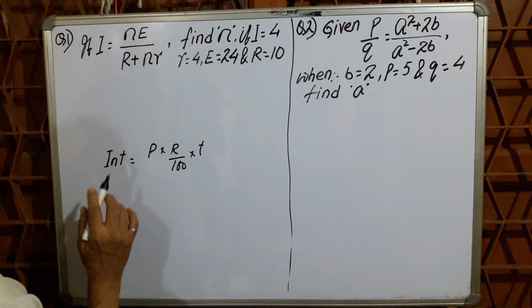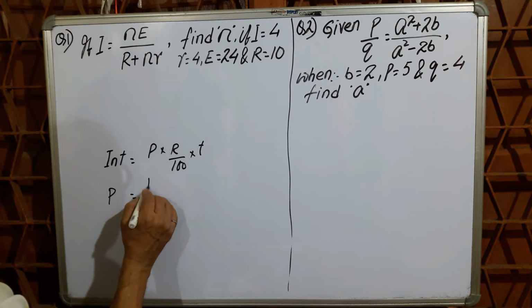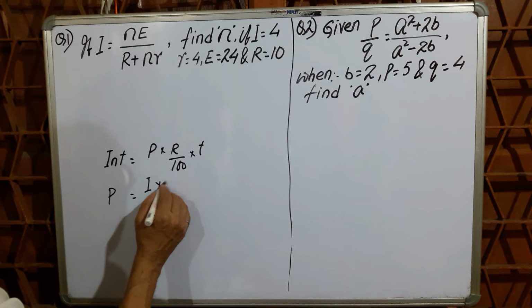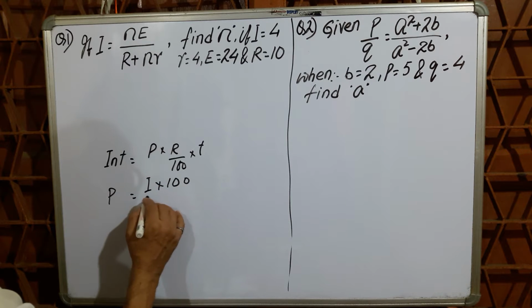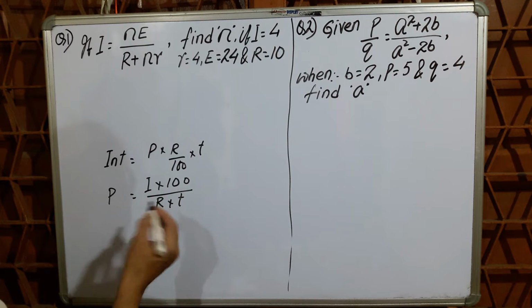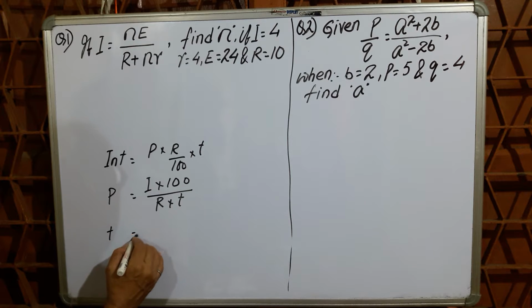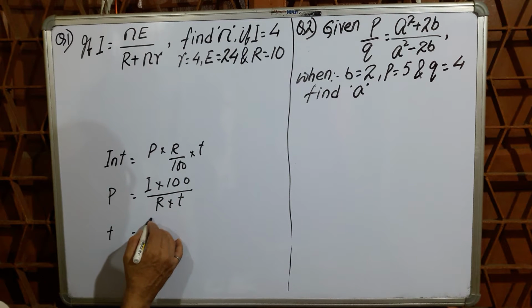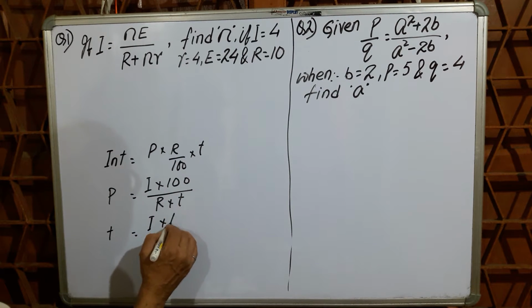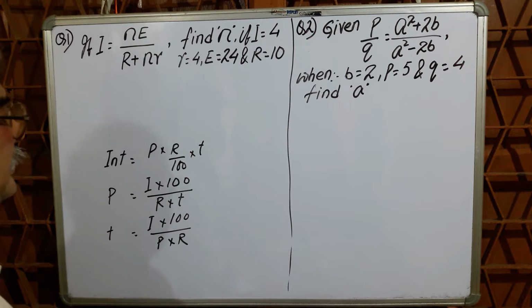But if you want to know P, then P equal to what? P equal to I for interest into 100 by R into T. Like this is changing. Suppose you want to know the T, then this will come again: interest, I into 100 by P into R. So this is the changing of the formula.